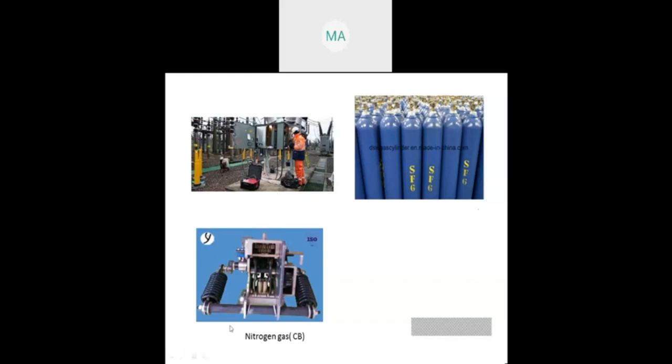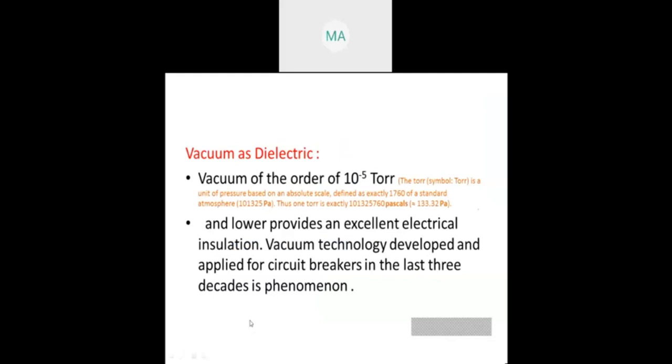Now coming to the circuit breaker. Circuit breakers need some maintenance. Here we need to fill the SF6 gas, so frequent maintenance is required. This one is the nitrogen gas circuit breaker.